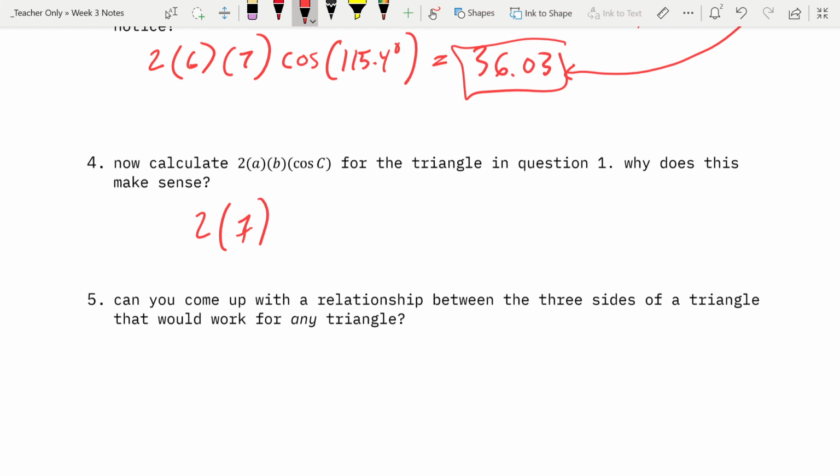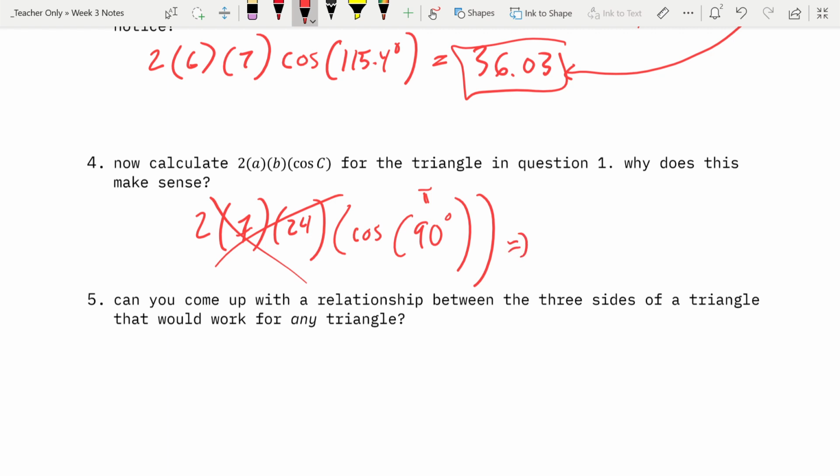7, 24, and cosine of a right angle, and another way to say that is pi over 2. And if we think about our cosine of pi over 2, that's 0, so boom, this ends up as 0. And that makes sense because if we're calling this AB cosine of C our quote-unquote correction factor, if it's a right triangle, you shouldn't need to correct at all. It is, in fact, a squared plus b squared does equal c squared, no correction needed.